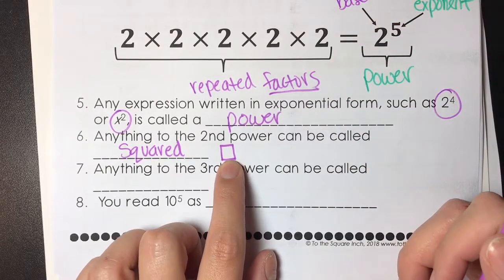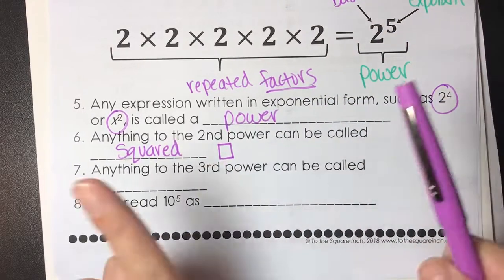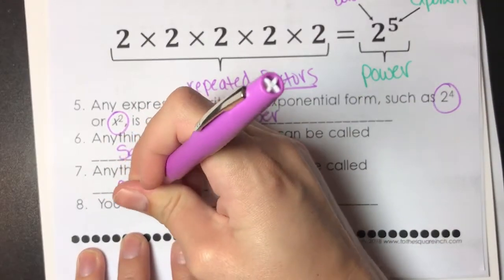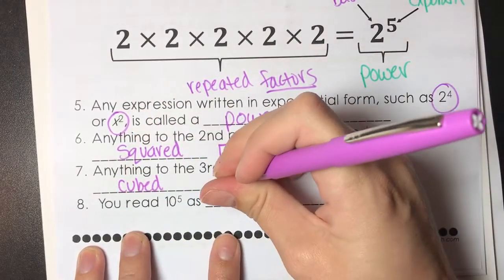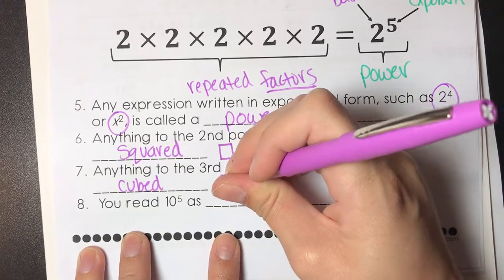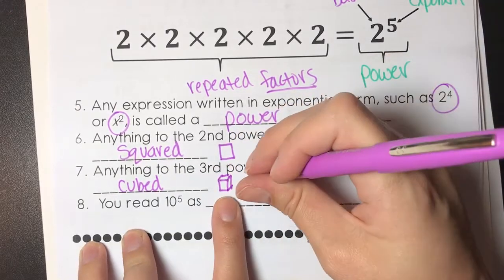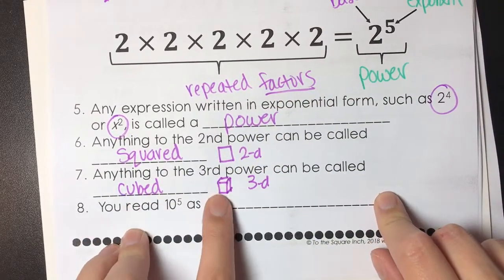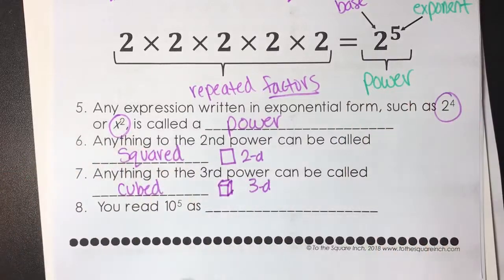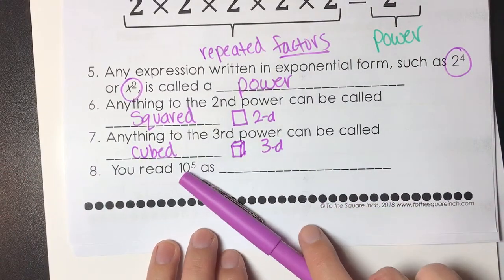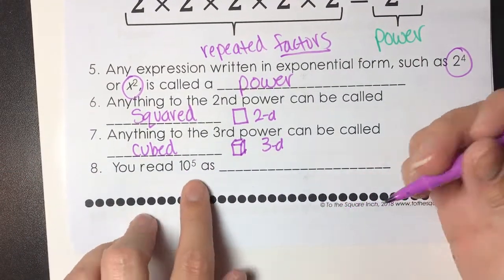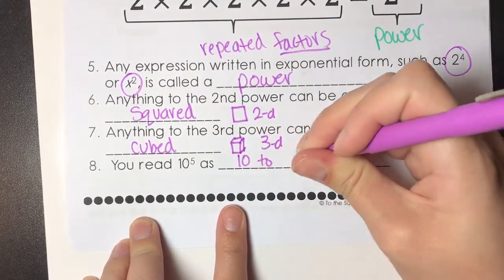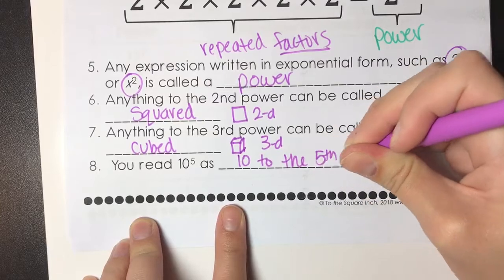That's why it is called squared when we get into geometry and volume, both 5th and 6th graders. When anything is to the 3rd power, it's called cubed, when you think of 3-dimensional shapes as length, width, and depth. 3D, 2D, squares, cubes. That's where that comes from. Yay. Okay. Oh, here we go. When you read 10 to the 5th power, oops, I actually gave away the answer. If there's a 10 and a little 5, it really means 10 to the 5th power.